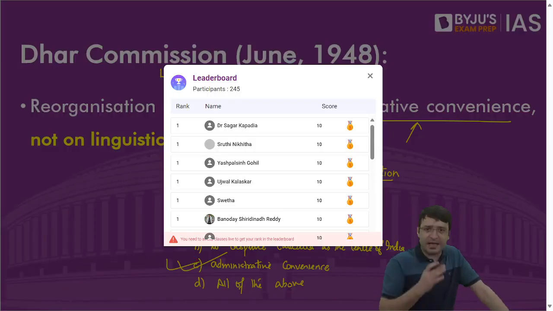Dar Commission realized that if we start creating states in the name of language, then this language will become the basis for another partition.